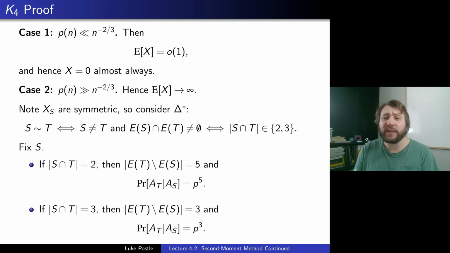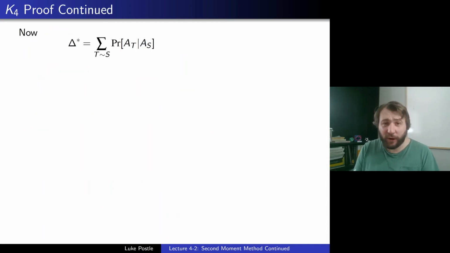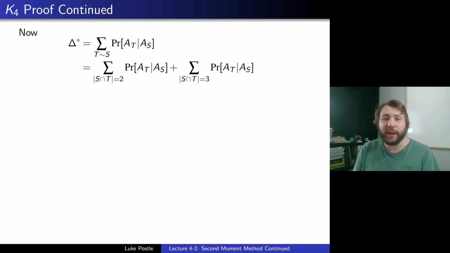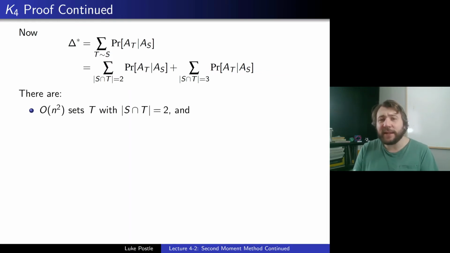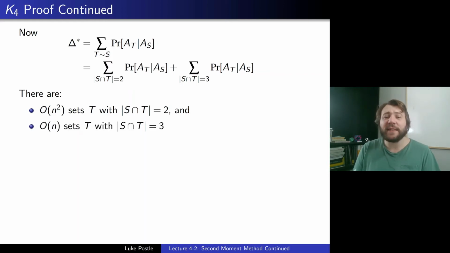So now, given this, we can proceed with the calculation of delta star, which you'll remember is this sum over t tilde s of the conditional probabilities of a_t given a_s, which then you could split up by the s intersect t equal 2 and s intersect t equal 3 terms. And now you have to argue about them. We've calculated the conditional probabilities in each of those terms, but how many are there? Well, there are O of n squared sets t where s intersect t is 2, because once you've fixed s, there are 2 other choices for the vertices of t, so that's roughly n squared. And similarly, if s intersect t is 3, there are O of n sets t with that number.